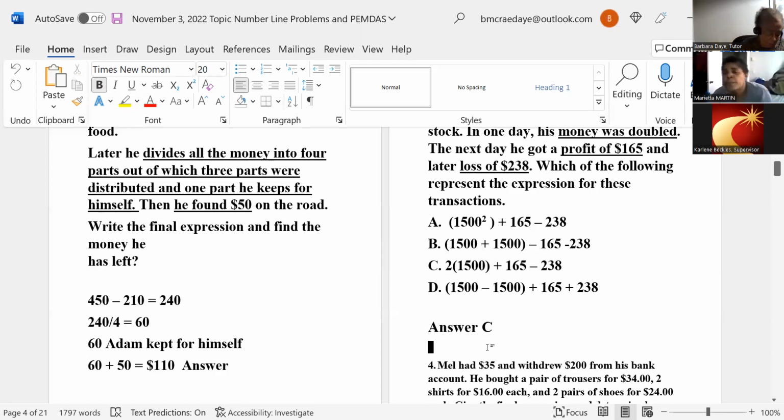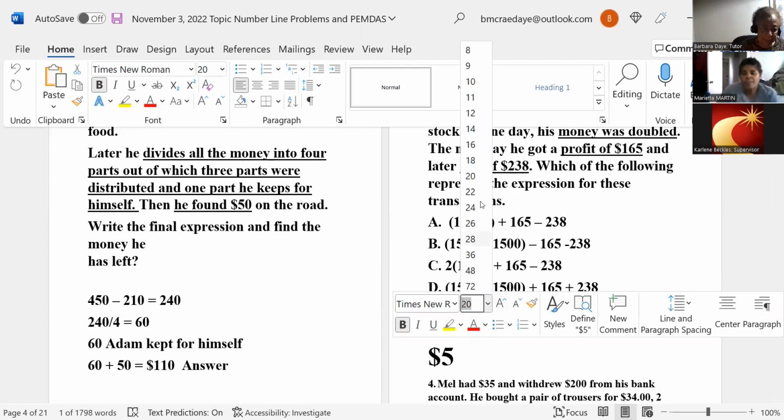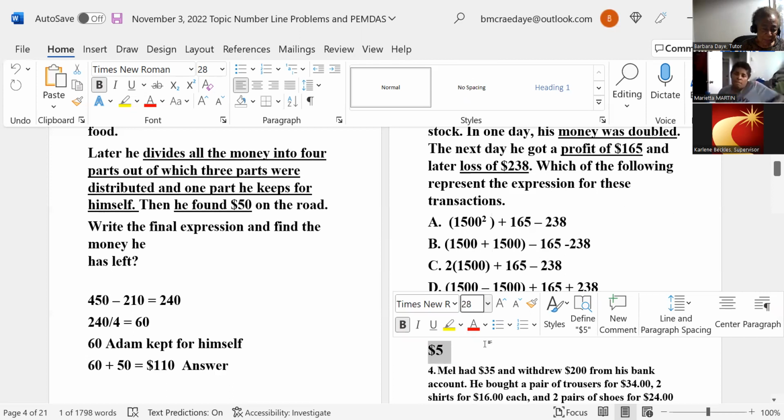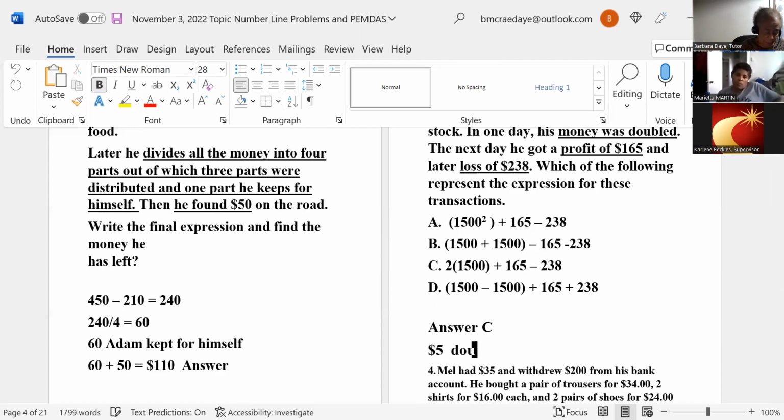No. Follow me here. $5. Okay, you have $5. Let me put it here. All right. Double this $5. That means you have twice as much. So that would be 2 times $5. What is 2 times $5? Marietta, what's 2 times $5?